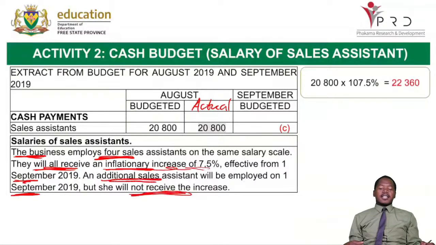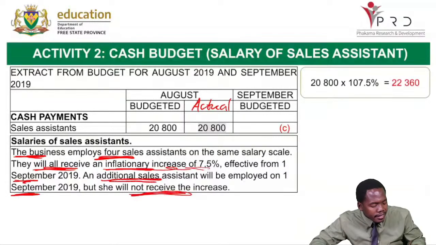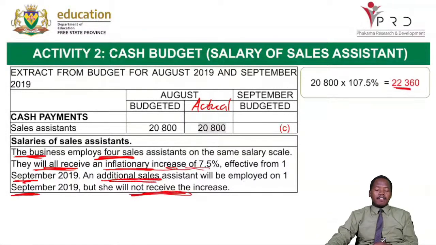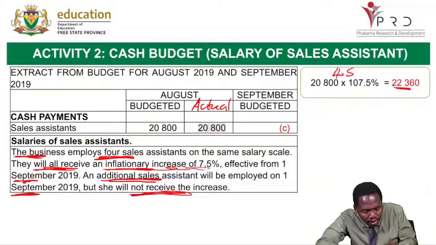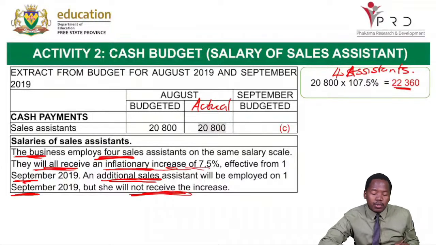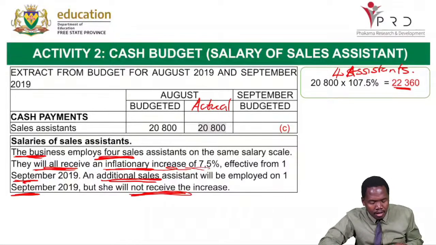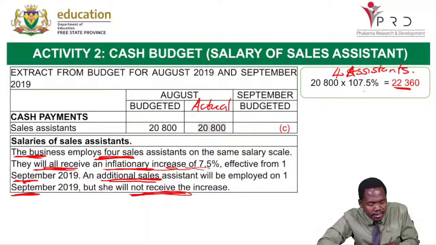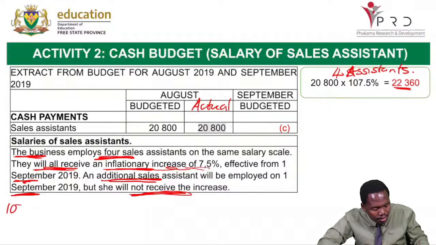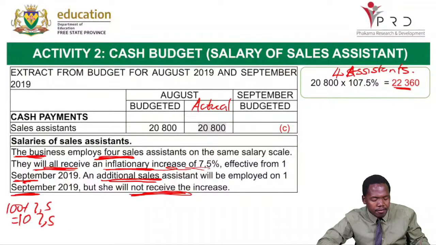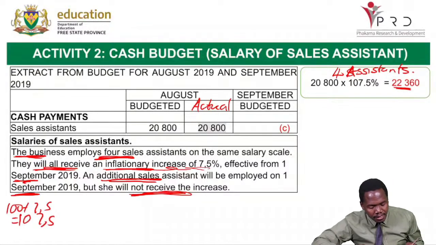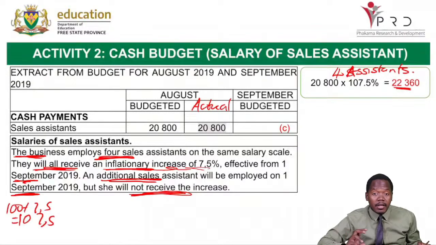Right, now let us see how this is done. We can take the sales and check how much they are going to receive. The 4, this is for the 4 assistants. So it's 22,360. How did we get that? Remember, it is 107.5, that is 100 plus 7.5. Okay? Meaning, that is the first portion of the amount you're going to put there. We'll combine all of them later on.